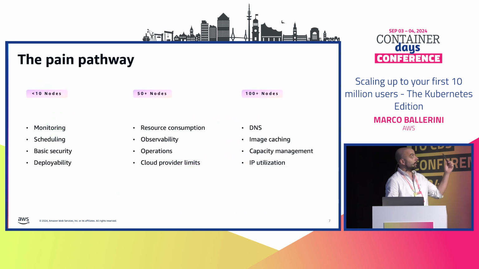So you will see that the presentation is structured with 10, 50 plus, or 100 plus nodes. Of course, we will focus more on the 100 plus nodes because the talk is about scaling, but I wanted to provide the exact journey. And those are really, really generic things you should look at. We will dive into some of those during the presentation, for example DNS, image caching, and a number of other things.